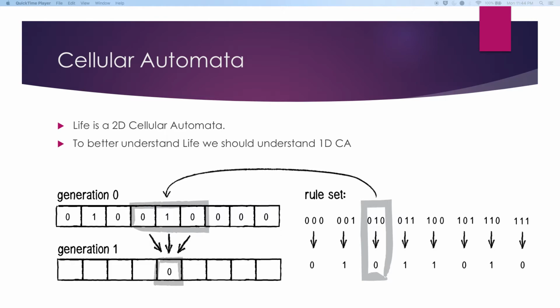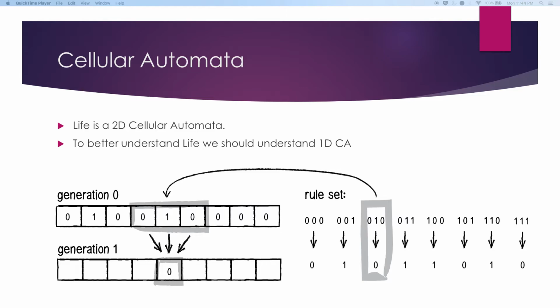In order to better understand the phenomena we see in life and to make changes to the system, it is important to grasp the concept of elementary cellular automata. A one-dimensional cellular automata is a row of cells instead of a grid. Like life, the cells take on one of two states at any given time.